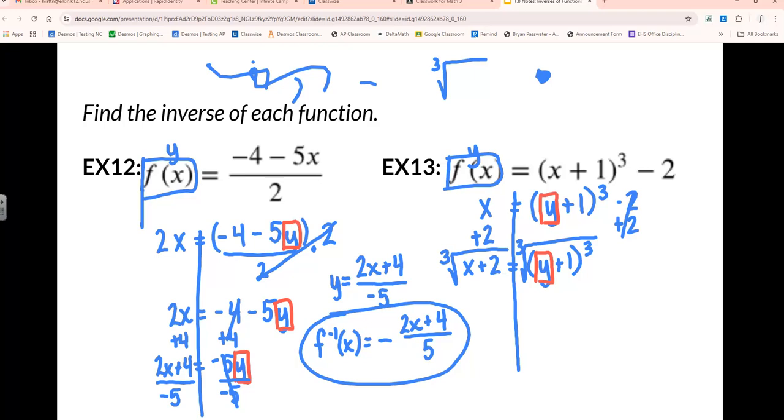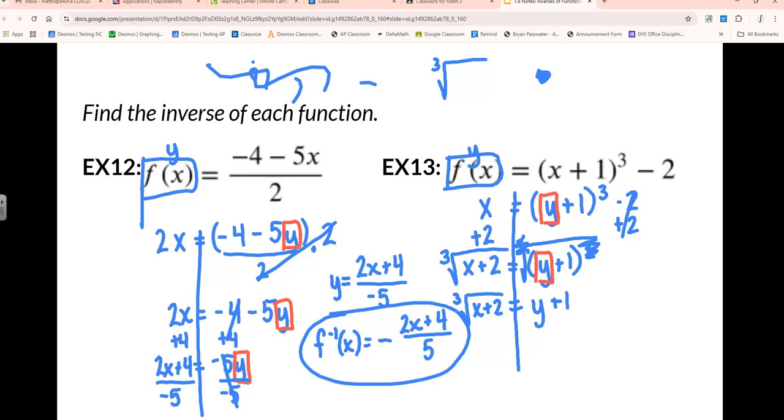Okay? Now, the cube root and the cube over here cancel each other out. So on that right side, you only have y plus 1 left. The cube is gone. The cube root of x plus 2 over here, you can't do anything with it. You're just going to have cube root of x plus 2. We're getting really close. The y is almost by itself.